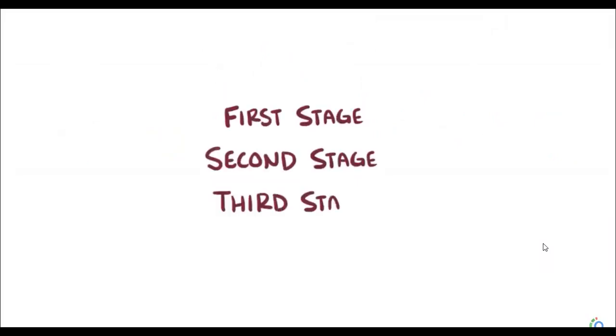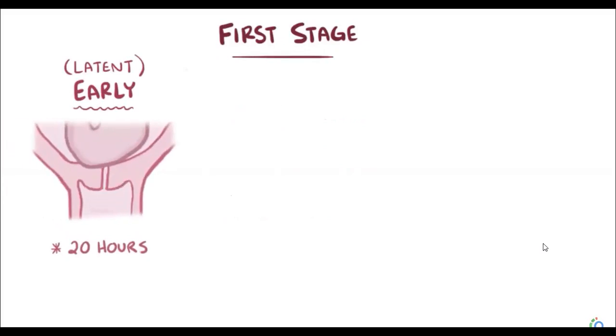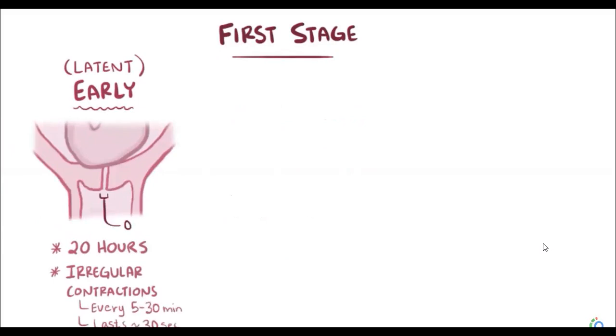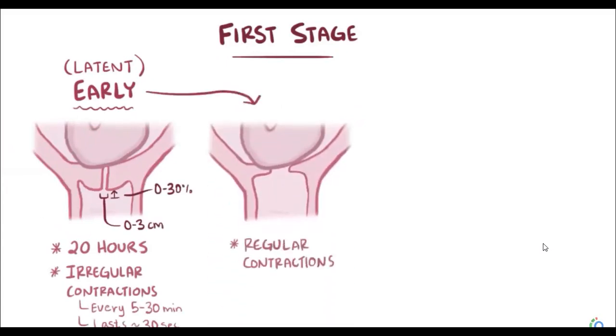Even though labor is a continuous process, it can be broken down into 3 stages. Additionally, this first stage is subdivided into 2 phases. The first phase is the early phase or latent phase, and usually lasts up to 20 hours, or until the cervix dilates to 6 centimeters. At first, there are irregular contractions that occur every 5 to 30 minutes and last about 30 seconds each, causing the cervix to dilate from 0 centimeters to about 3 centimeters, and efface from about 0% to 30%. Then, regular contractions follow. They happen every 3 to 5 minutes and last about a minute or more. And this causes the cervix to dilate from 3 centimeters to about 6 centimeters and efface up to about 80%.